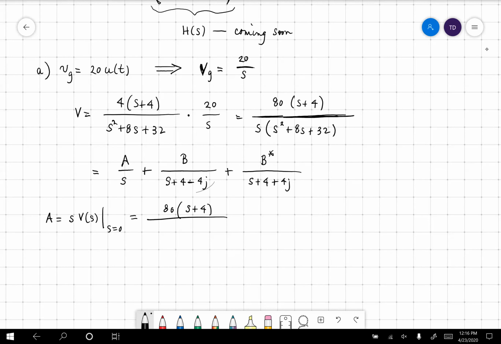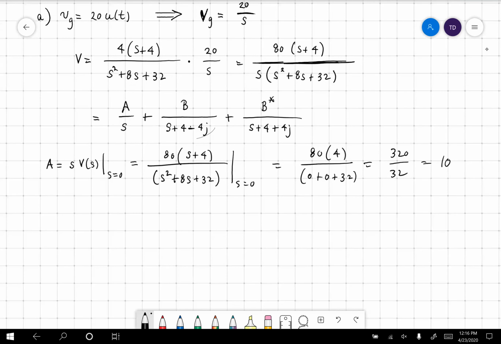When I multiply by S, it gets rid of the S in the denominator, and I'm just left with S squared plus 8S plus 32, all evaluated when S is equal to 0. This is 80 times 4 divided by 0 plus 0 plus 32. That's equal to 320 divided by 32, which is equal to 10. So there's our value for A, not bad.